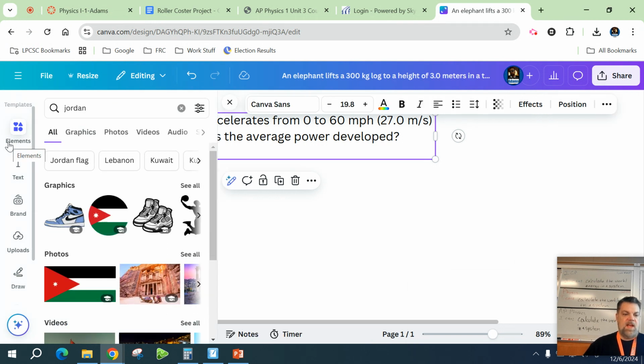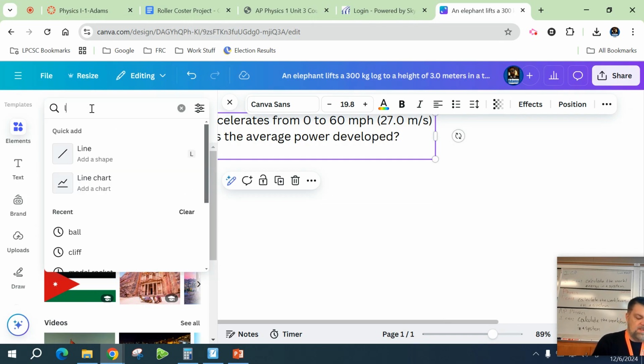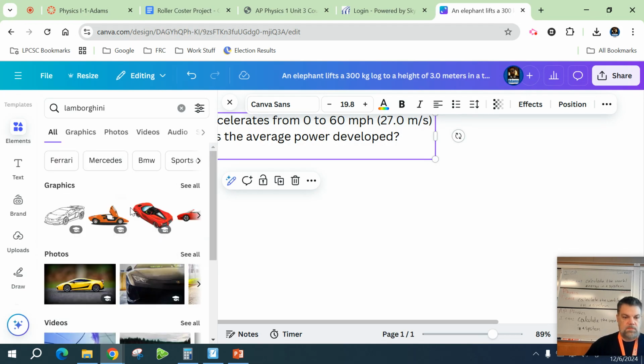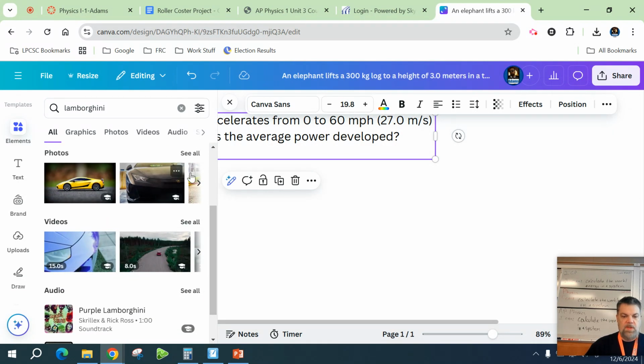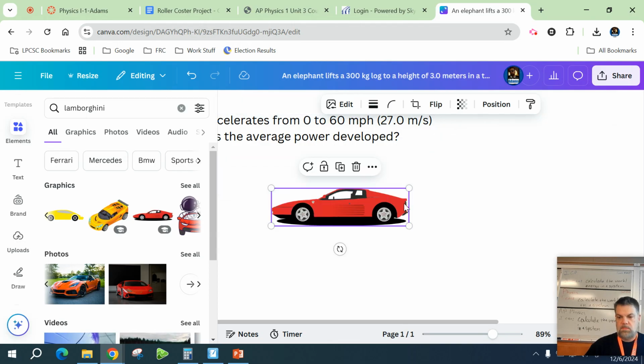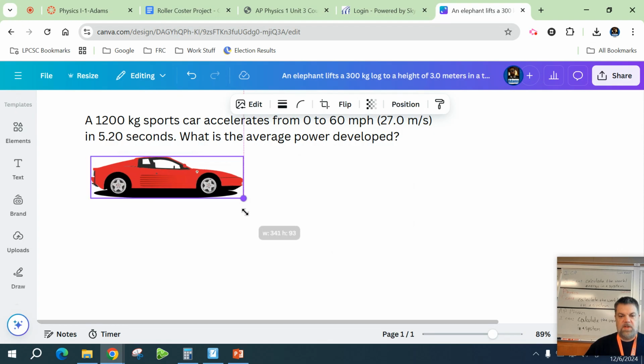So this says that a sports car, what kind of sports? We want a Lambo. No, I want a real one. None of this fake stuff. No, I think I want clip art though. That's an old one. That's a Ferrari, but that's okay. I guess we'll settle for the Ferrari.